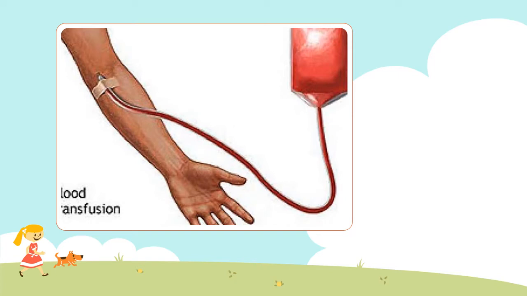Here is yet another diagram. Now we are more specific here. You can see where the vein is located, and here is the blood bag, and the blood being transfused to the patient through the vein. Yes, I hope now it's clear. You can understand.